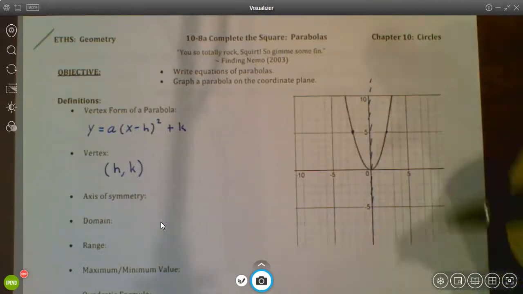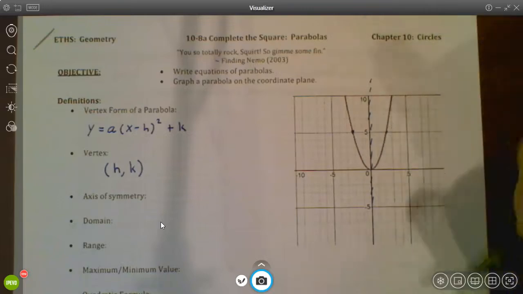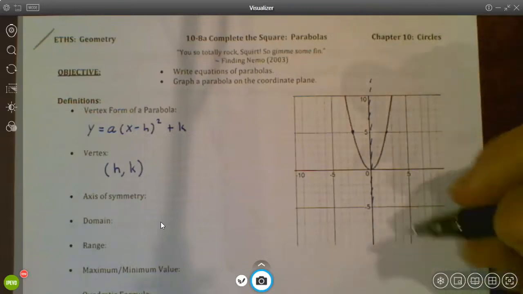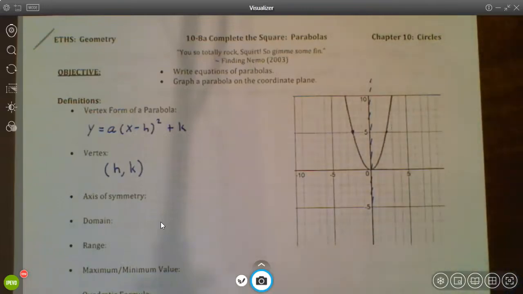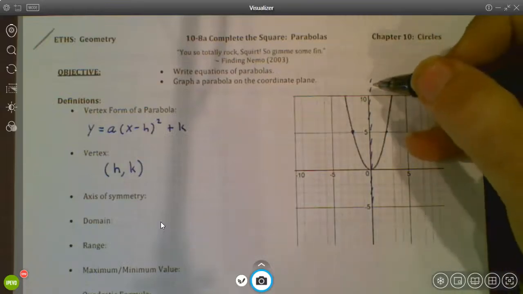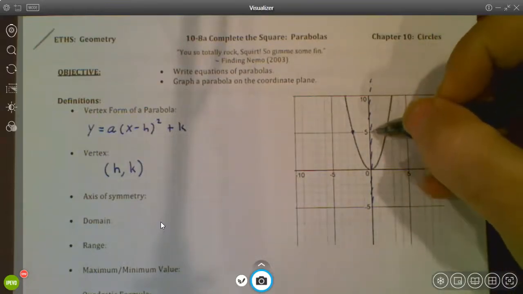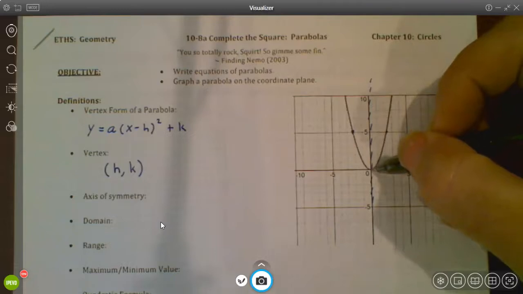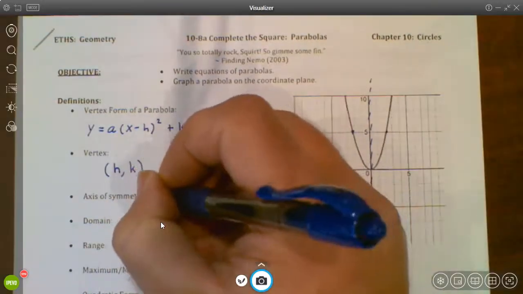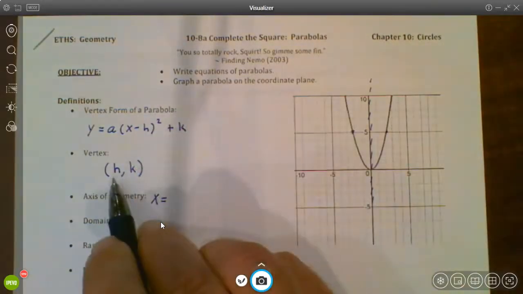So your axis of symmetry, because it's a vertical line, if you just think about the way you would write the equation of any vertical line, it's always x equals a number. Well, your axis of symmetry always has to run right down through the center of your graph through the vertex, right? So if it has to pass through the vertex, then the equation of that line is going to be x equals whatever the x-coordinate of your vertex is.